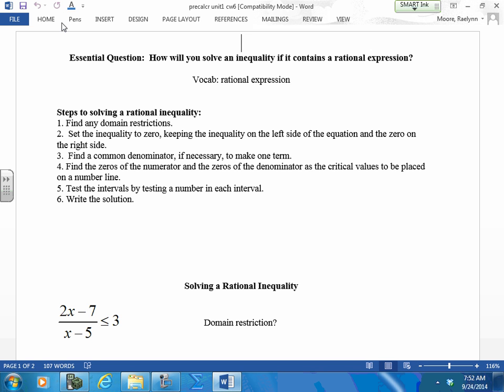This one's a tougher one. Then you're just going to find the zeros of the numerator, you're going to find the zeros of a denominator. And you're going to test the intervals. And I'm going to show you a little way to make sure that you're on the right track. We can do this with your calculator. And then we're going to write your solution. So we're going to start with the second problem first.